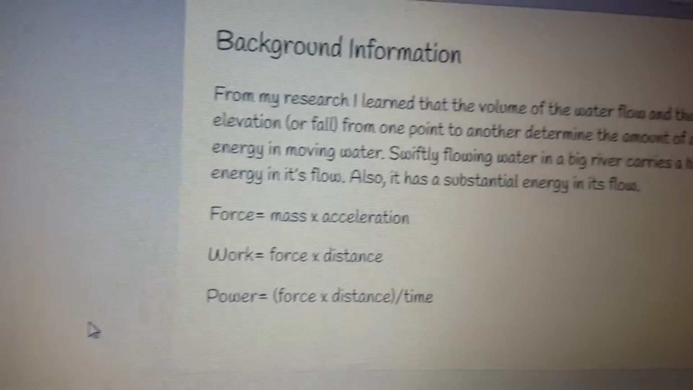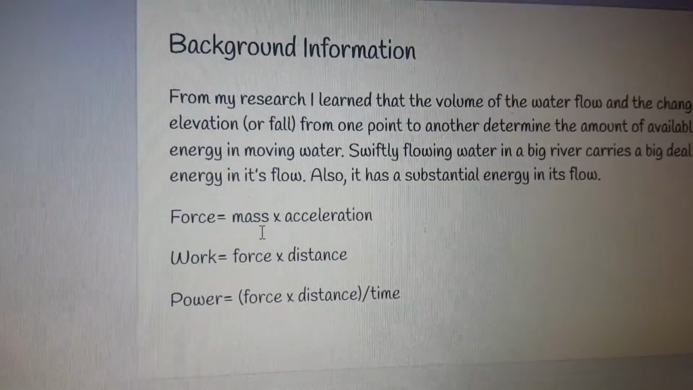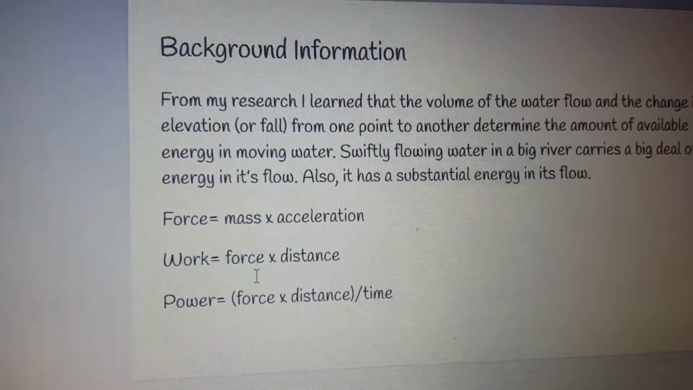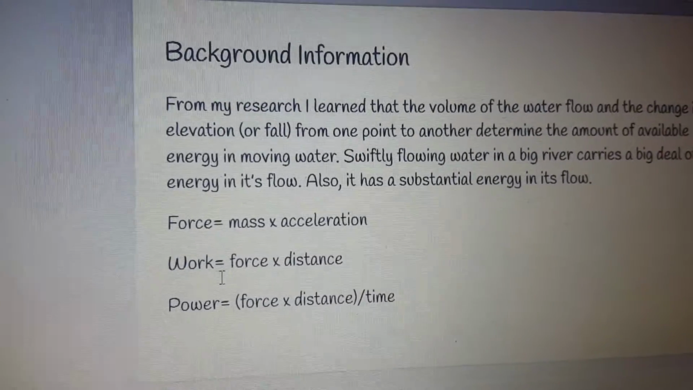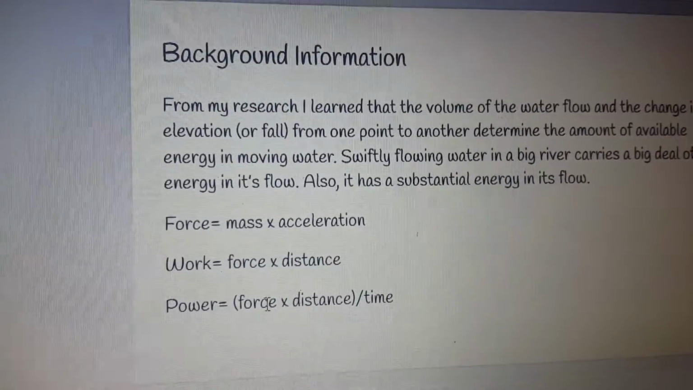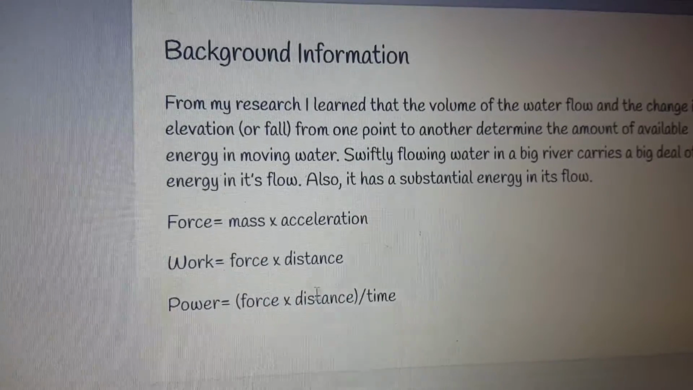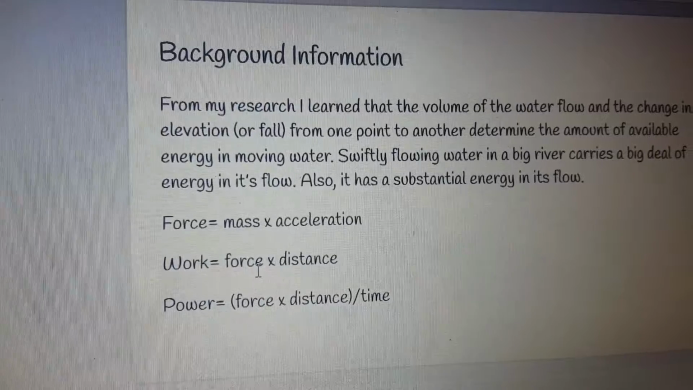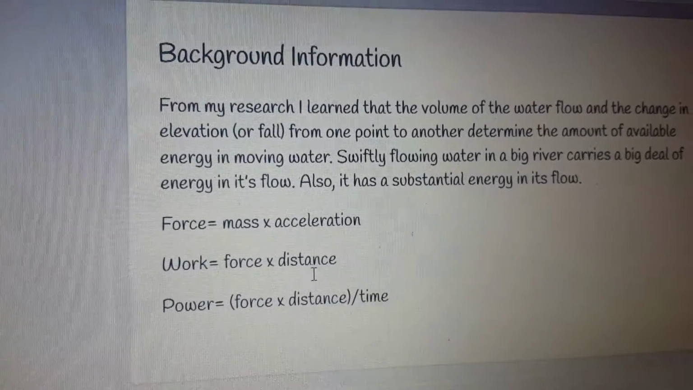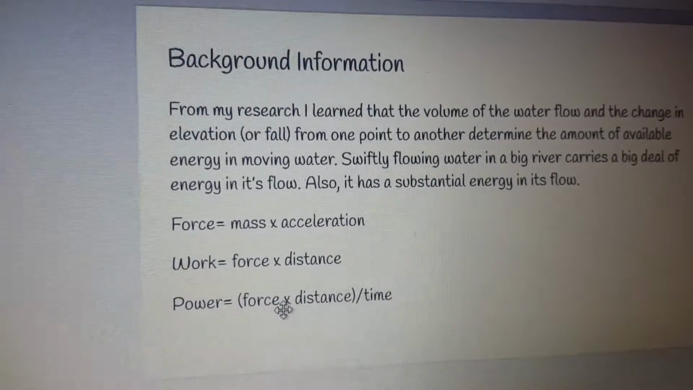Now, let's move on. I haven't fixed this yet, but in the background information, I was going to add in that piece. Mass times acceleration is force. Force times distance is work. Power. See this right here? You can also just put the word work in here. But I wanted you to see that you can also insert this part because work equals force times distance. So you can always put that in there.